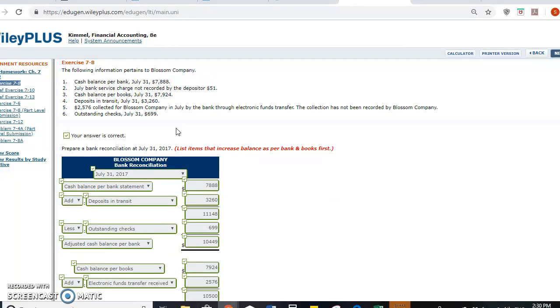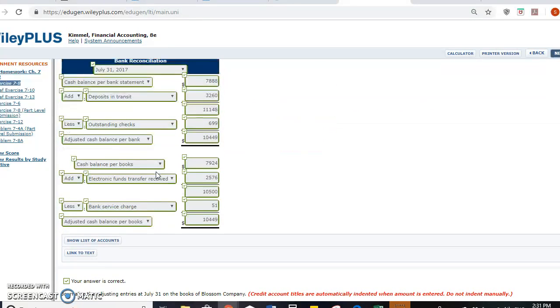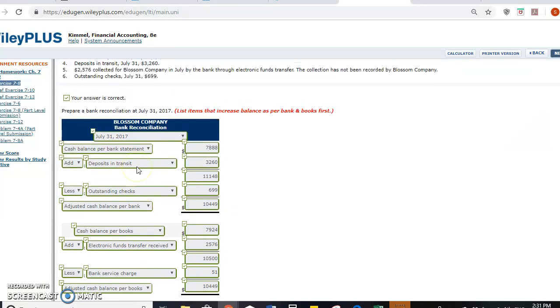Anyway, we are doing the bank reconciliation sheet for the Blossom Company. So we start out by dating it, and it's just going to be the date of the day we're doing it for, which is July 31st, 2017. Next, we are going to start off with doing the cash balance per bank statement. So we'll do the bank section first, and then second will be cash balance per books.